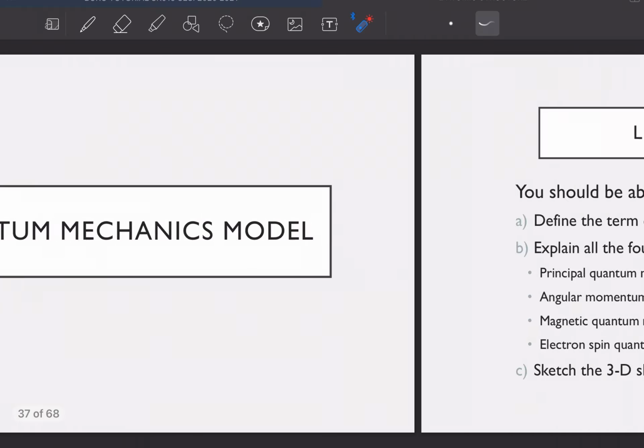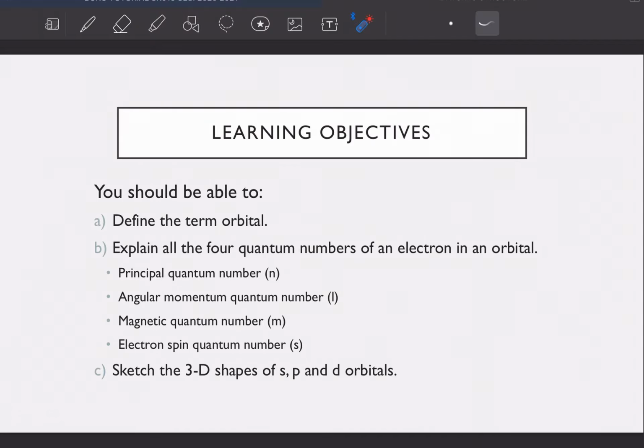Okay, so this quantum mechanics model, the learning objectives will be to define the term orbital. Okay, explain the four quantum numbers of an electron in an orbital. Quantum numbers n, l, m, s is what describes the address atau alamat, okay, of your electron in your atom. Okay, so which electron lives dekat alamat mana, and it will be different. Okay, and then we will learn how to sketch the 3D shapes of s, p and d orbitals. So this is something new and it will be fun lah, I think.